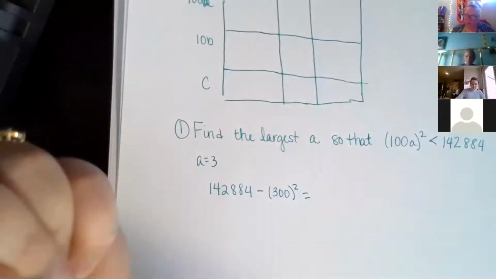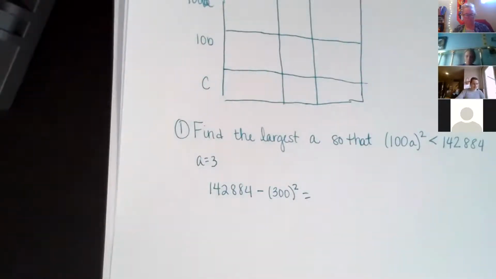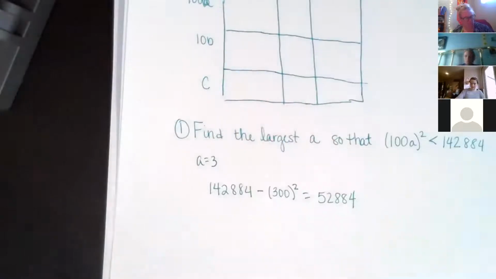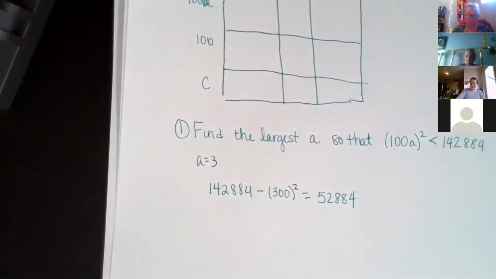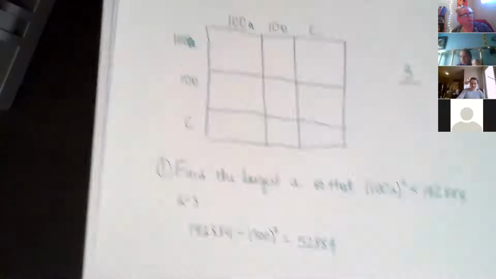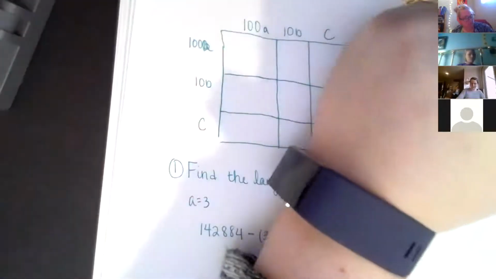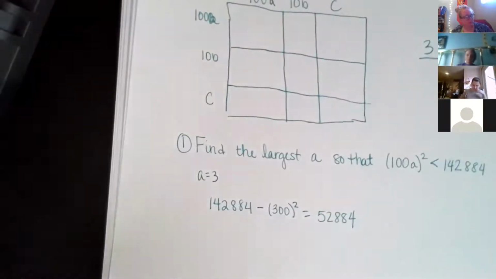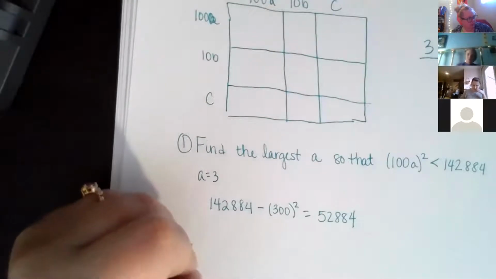What does that number give me? 52,884. Cool. So the first digit is a 3. Now what?